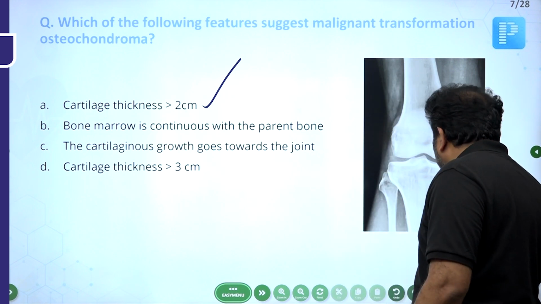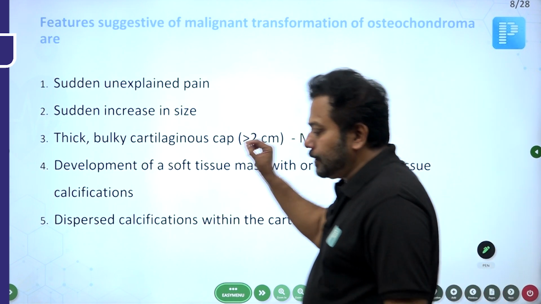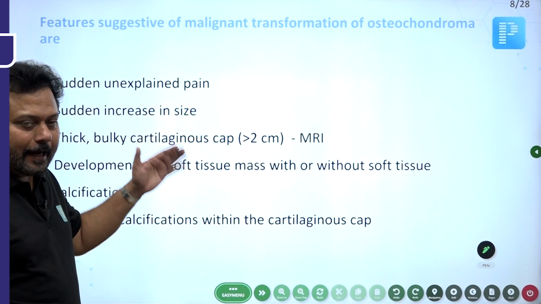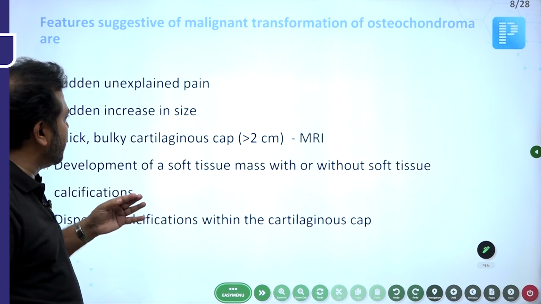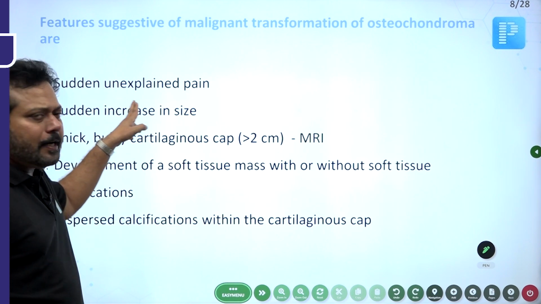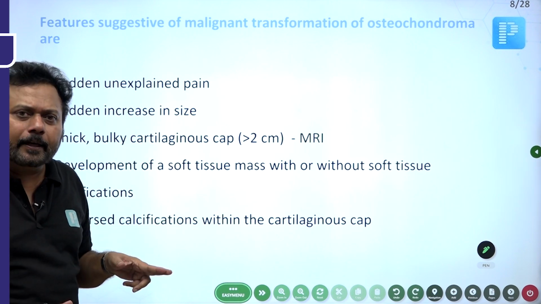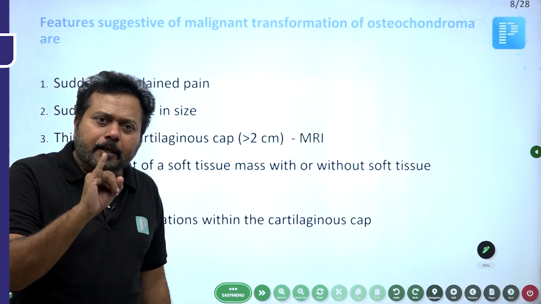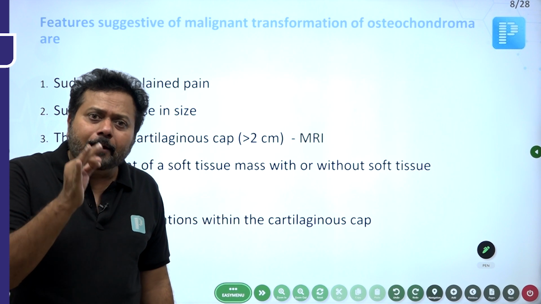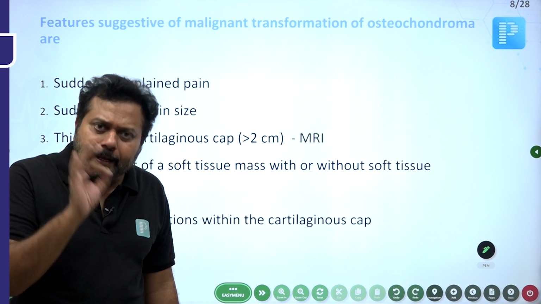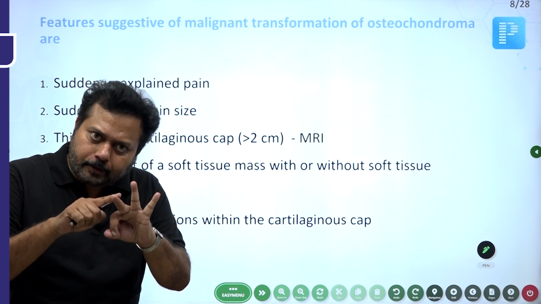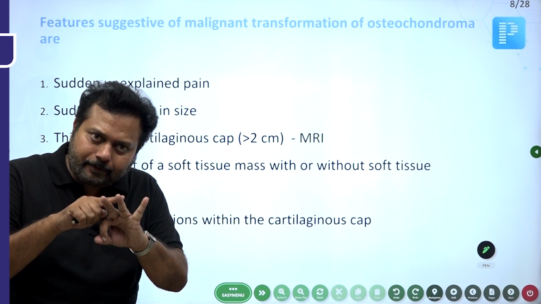I will tell you the criteria. Features suggestive of malignant transformation of osteochondroma, from the standard textbooks. He says sudden unexplained pain in osteochondroma, because as a rule, dear friends, we know that exostosis is a painless condition. When pain happens in exostosis, you should think of 3 possibilities. 1, fracture of the exostosis. Number 2, bursitis of the exostosis.